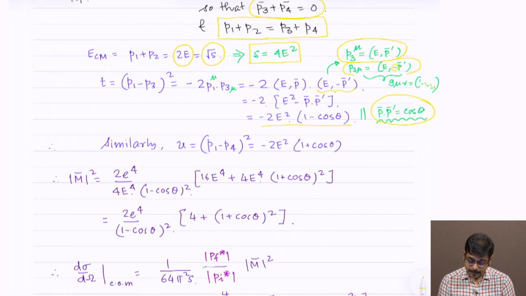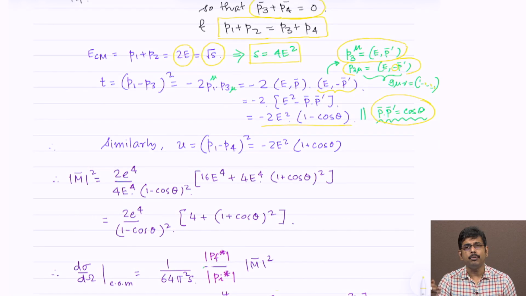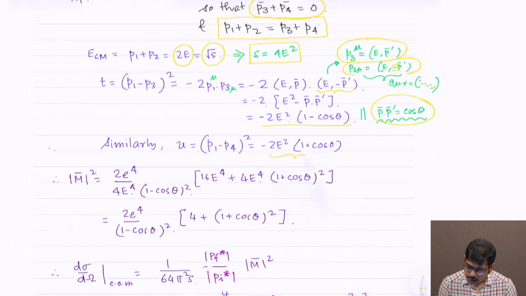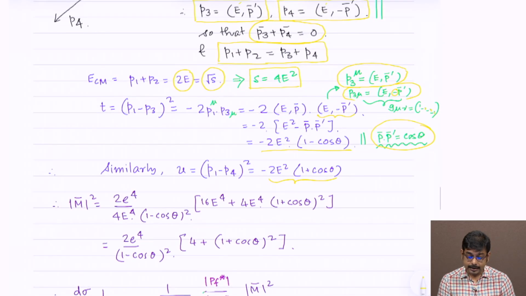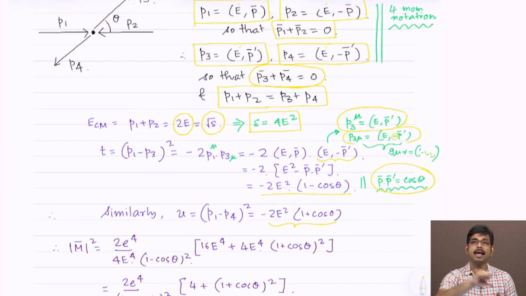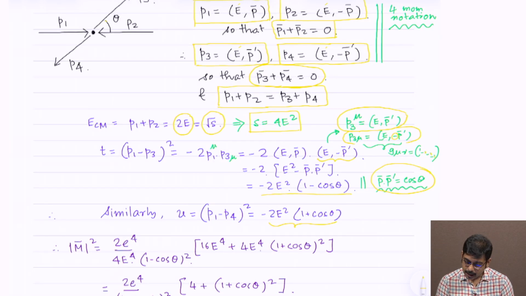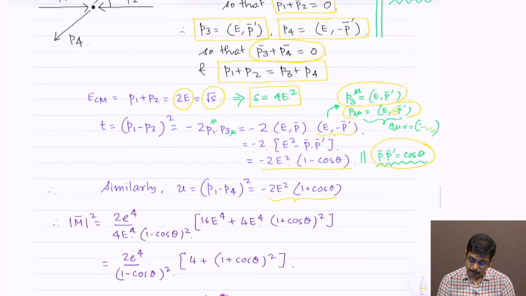Similarly, you can now exploit and find out that U variable, which is P1 minus P4 whole square, which is minus 2 P1 dot P4, that becomes minus 2 E square into 1 plus cos theta. There is a relative sign because P4 has a negative direction to that of P3, right? So therefore, if this is 1 minus cos theta, this will be 1 plus cos theta.